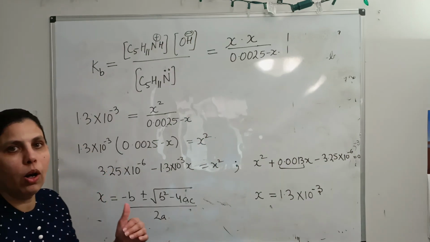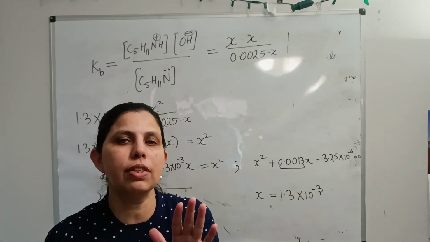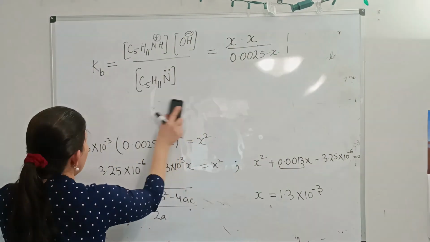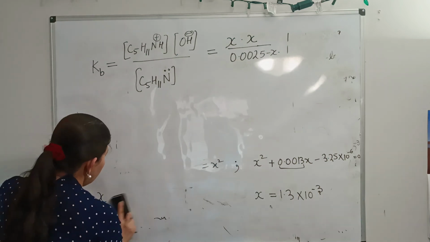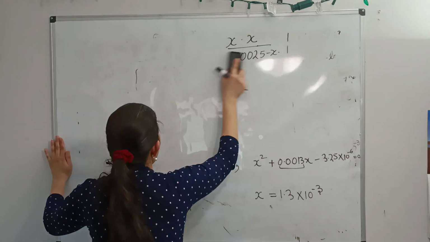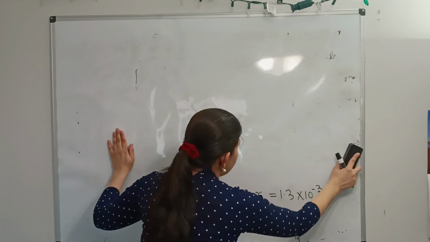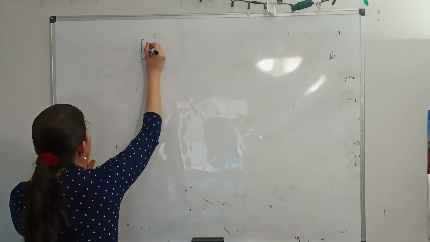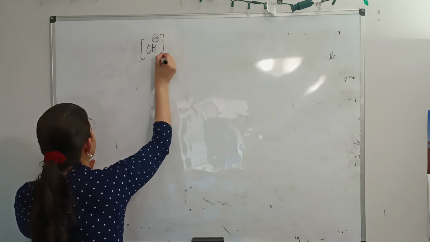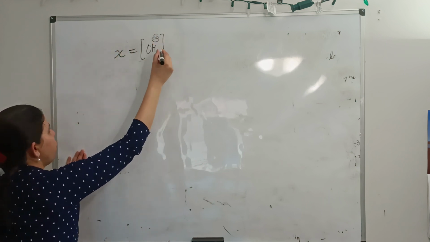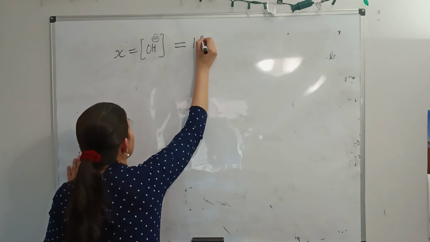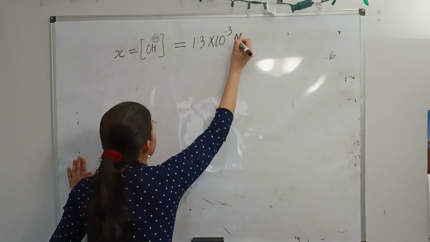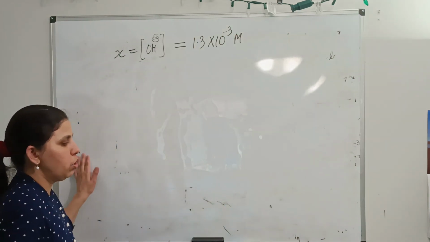Now, if you recall, the value of x gives us the concentration of hydroxide ions. So we can say that the concentration of hydroxide ions for this solution is x, which comes out to be equal to 1.3 times 10 raised to the power minus 3 molar. So this is the concentration which is coming out there.